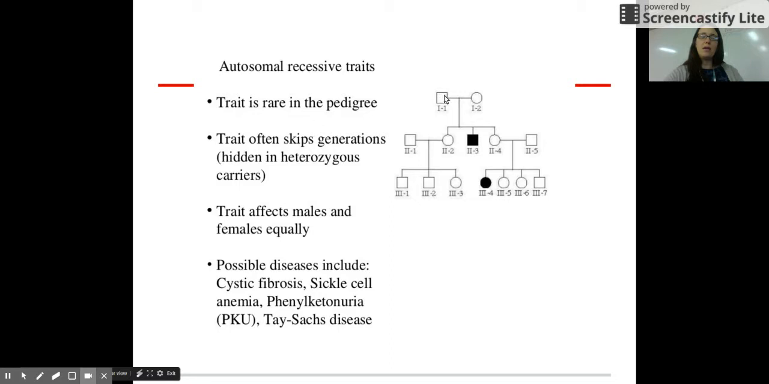Like these two could be heterozygous, and then they pass down two little ones to this parent. And then these two parents could have been heterozygous, and they pass down two little ones to this kid down here. So you've got 1, 2, 3 generations right here.